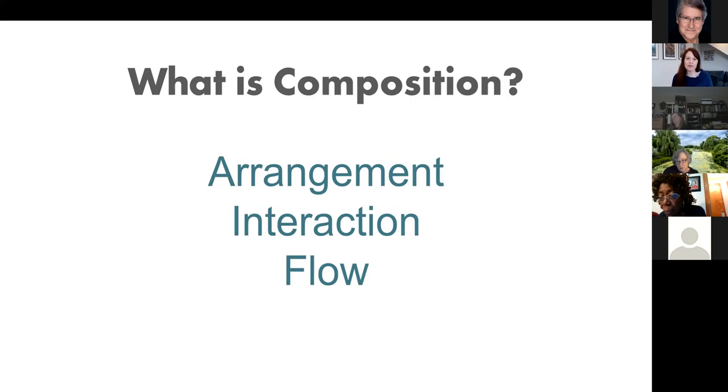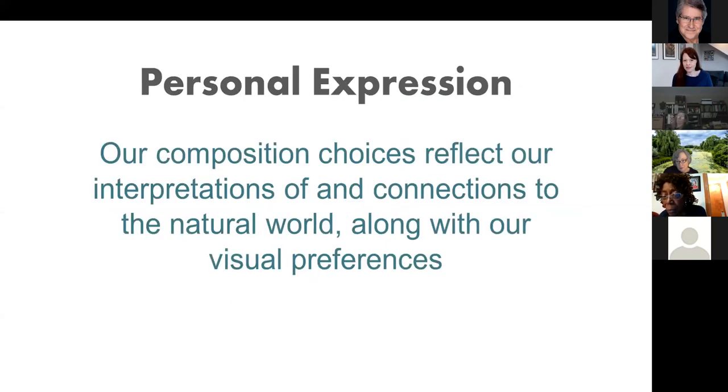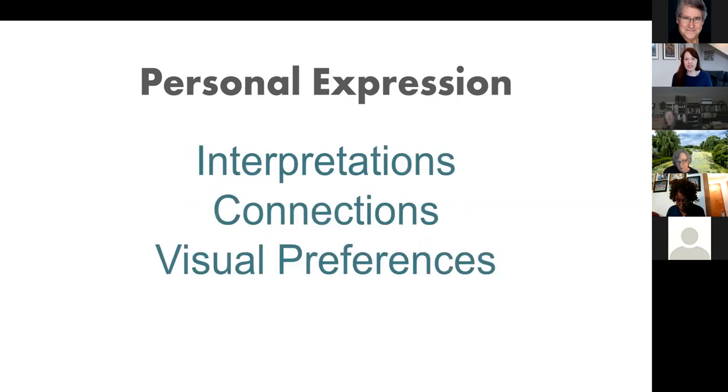And then these things, as I mentioned before, I think are always filtered through how you want to express your view of the world. Whether it's nature or architecture or portraits or any type of photography, it's how you view your subjects. In the case of nature, I see personal expression as how I interpret and connect with the natural world. So the 3 key ideas here will be how I'm interpreting what I see in front of me, what I'm connecting with, and what some of my visual preferences are. And then I express these ideas through my compositions. So you'll see a lot of repetition.